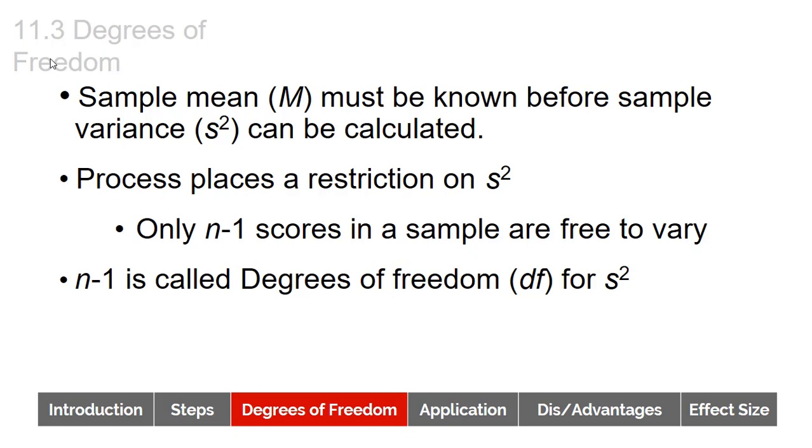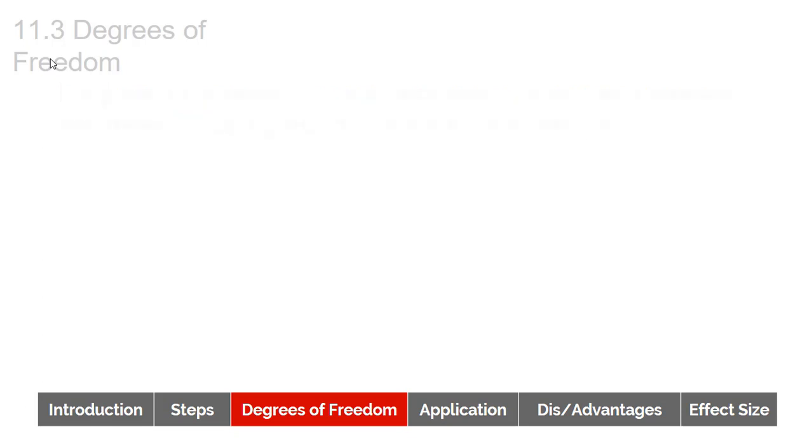Just as a reminder of what the theoretical underpinnings are to degrees of freedom, and by the way, you may not completely understand what this means at this point, but you can memorize the formula for degrees of freedom. Degrees of freedom come into play when we have a sample mean that needs to be known before sample variance is calculated. And this process of calculating the mean places a restriction on the variance in that only n-1 scores in a sample are free to vary. And n-1 is called degrees of freedom for variance.